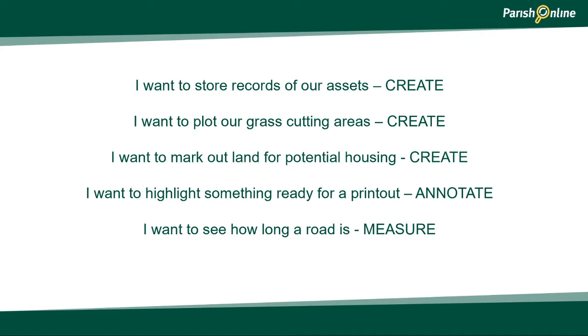If you wanted to highlight something ready for a printout, say for example highlighting or pointing to an object that you wanted someone to be particularly interested in, then I would use the Annotate tool. And if I wanted to draw a circle that I then was going to extract some information out of using the Data Extract tool, then I would use the Annotate tool. And if I just wanted to see how long a road is, I would use the Measurement tool.